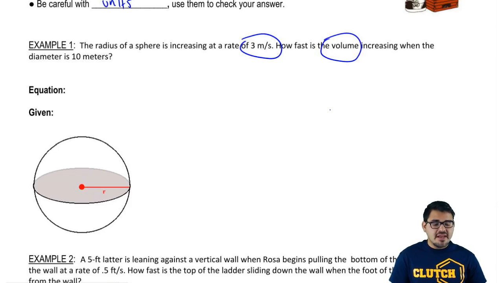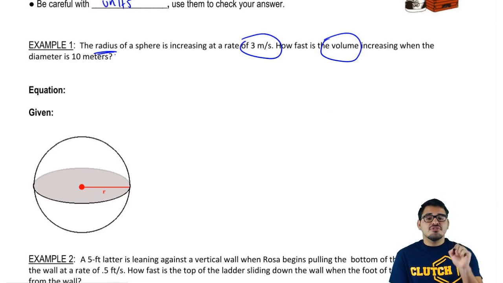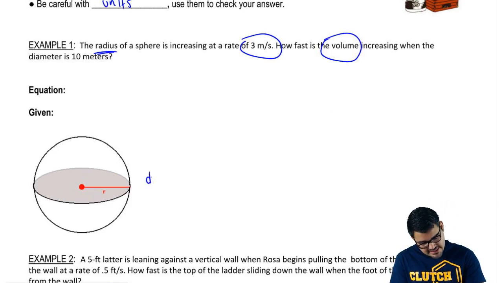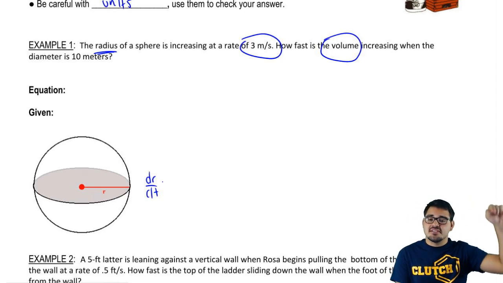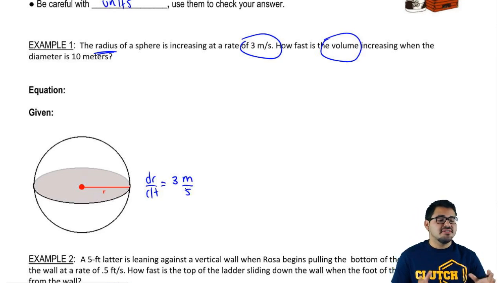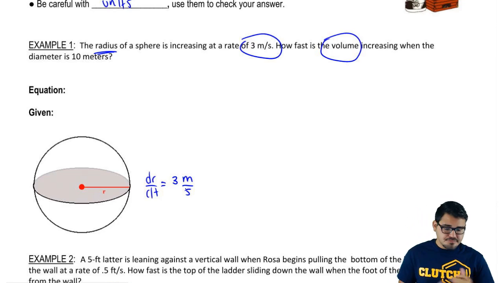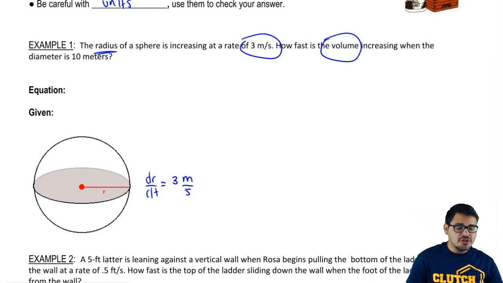So here we have that the radius of the sphere is increasing at a rate of 3 meters per second. Since we're talking about the radius changing, that is going to turn into dr/dt, because it tells you the change in the radius over the change in time, and that is going to be 3 meters per second, right? We already wrote that down. We're good with that. Now let's keep reading, and it says how fast is the volume increasing.